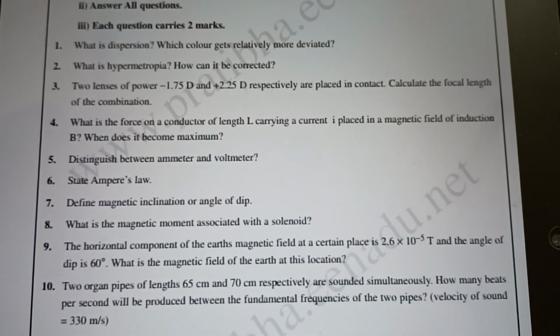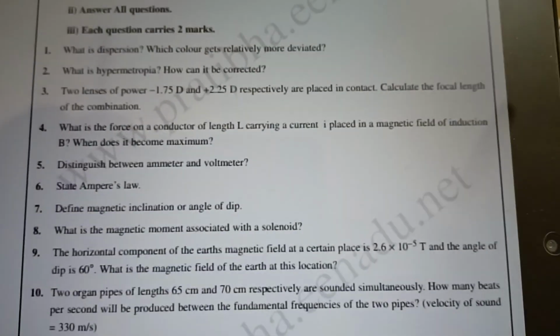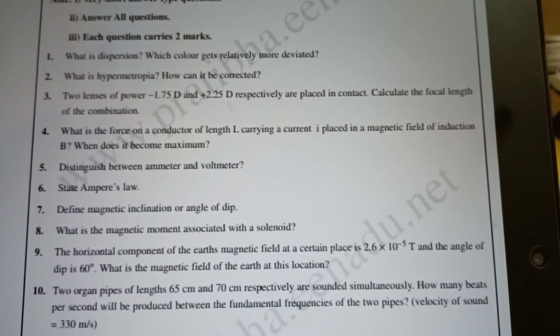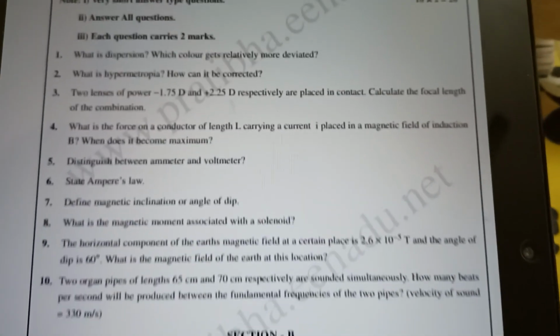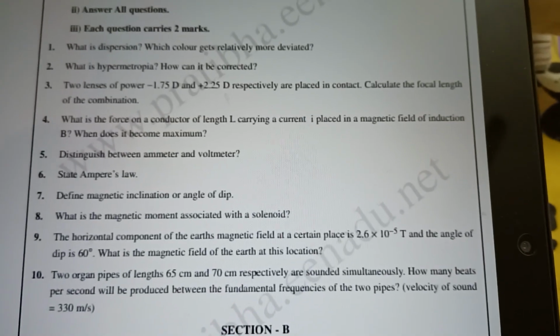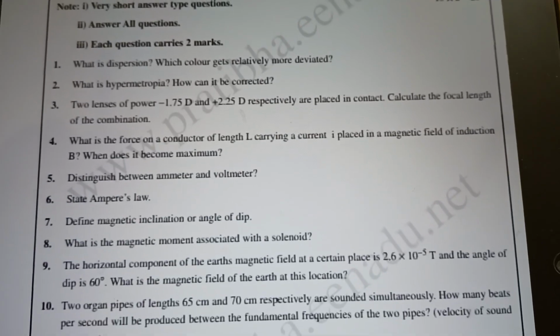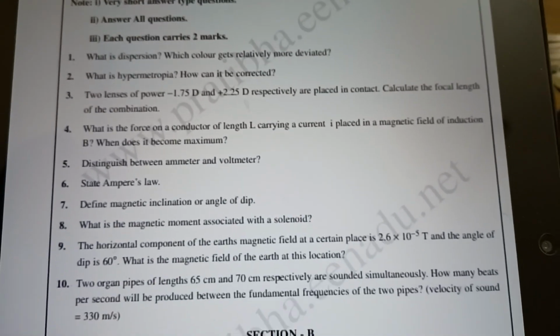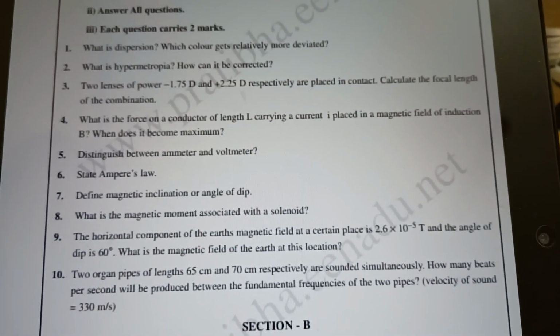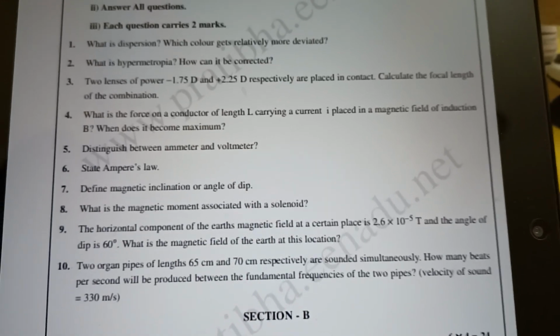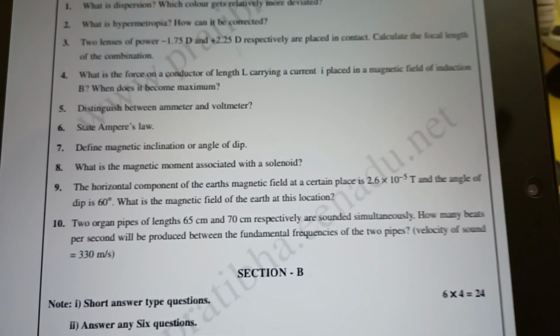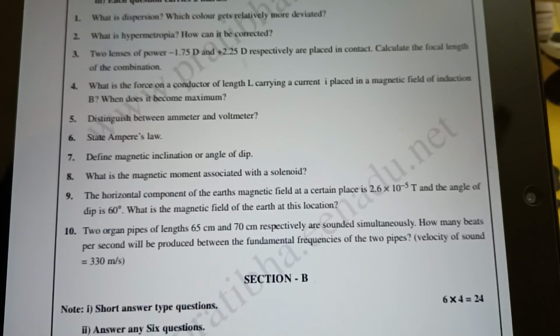What is the force on a conductor of length L carrying a current I placed in a magnetic field of induction B? When does it become maximum? Next, distinguish between ammeter and voltmeter. State Ampere's law. Define magnetic inclination or angle of dip. What is the magnetic moment associated with a solenoid?